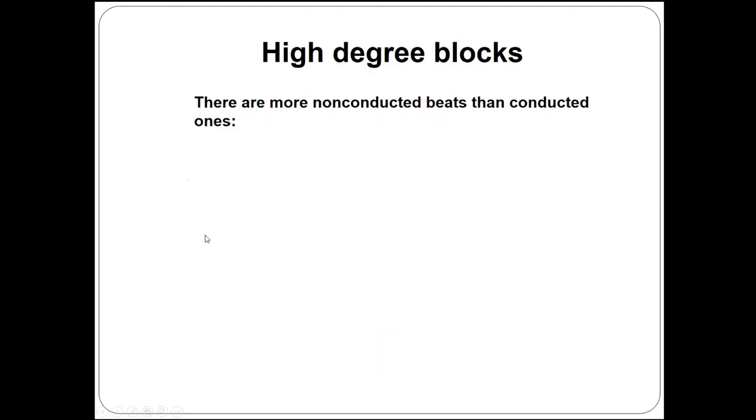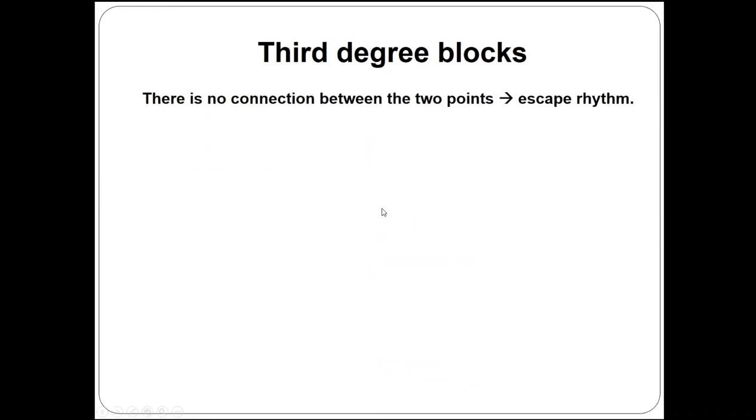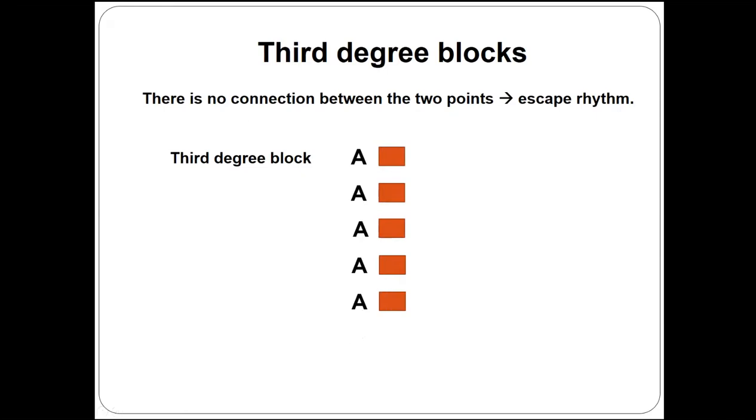We do have high degree blocks. High degree blocks means we do have many more unconducted beats than conducted ones. So how can the patient survive this situation when they have mostly unconduction between the two areas? We have to have a lower pacemaker center, and the escape rhythm is going to save the life of the patient. So as you see here, no conduction, no conduction, no conduction, some conduction, no conduction. So the only possibility is that some kind of lower center is going to fire, depending on what grade of unconduction we have. And the worst one is when we have no connection between A and B at all, and for sure, all the time, we do have an escape rhythm, a lower center is going to fire.